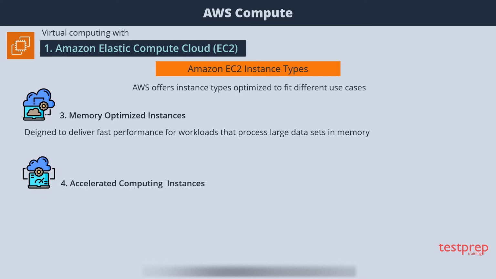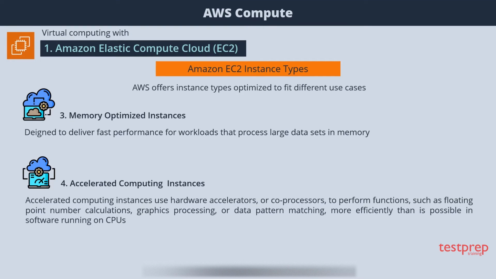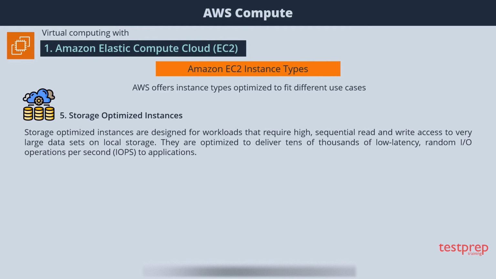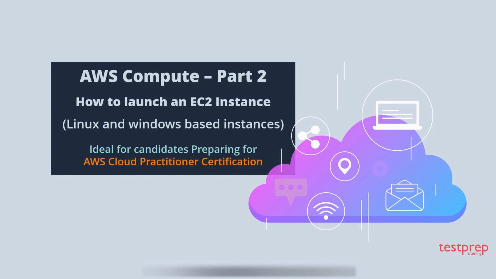4. Accelerated computing instances. These instances use hardware accelerators, or coprocessors, to perform functions, such as floating point calculations, graphics processing, or data pattern matching, more efficiently. 5. Storage-optimized instances. These instances are designed for workloads that require high sequential read and write access to very large datasets on local storage. They are optimized to deliver tens of thousands of low-latency, random I/O operations per second to applications.